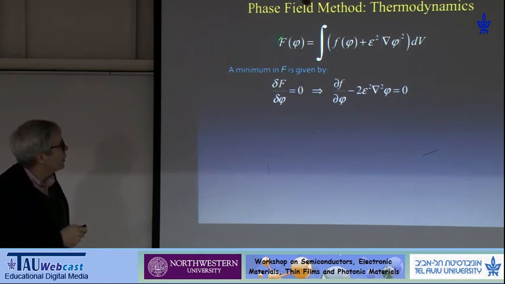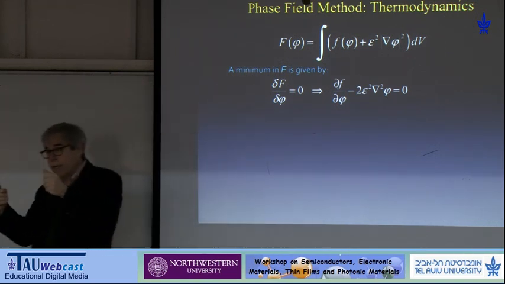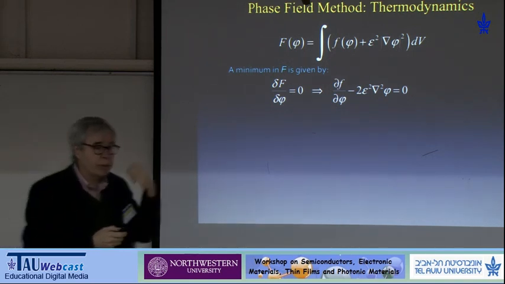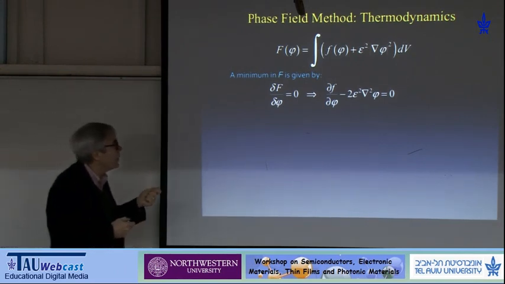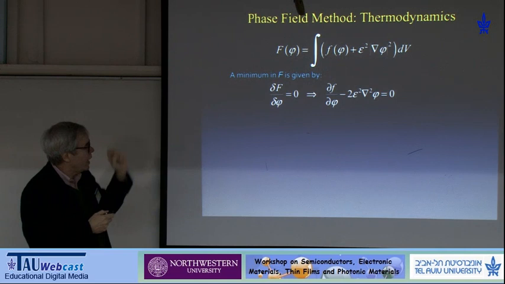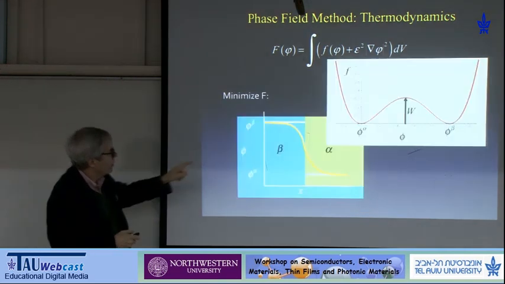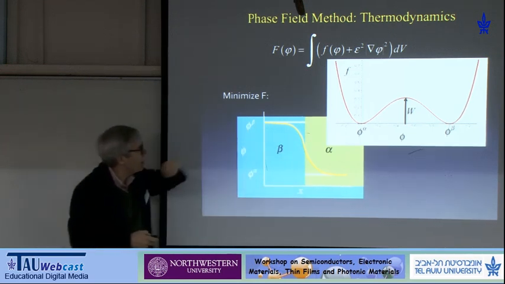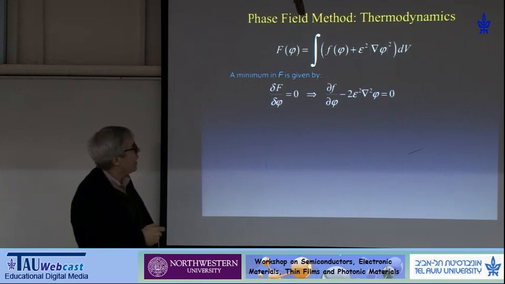In the normal calculus problem, I give you a function, and I say find the minimum or maximum. That's a classic calculus problem where you just take the first derivative and set it to zero. Here what we're interested in is not the value of the function or the location of the minimum or maximum. We're interested in the function itself. In other words, this composition as a function of distance, or the order parameter as a function of distance, that minimizes F. And so we're interested in the function and not the value of the function.